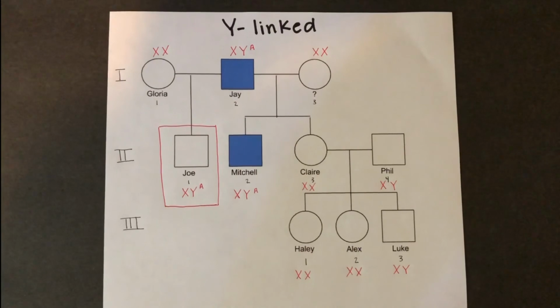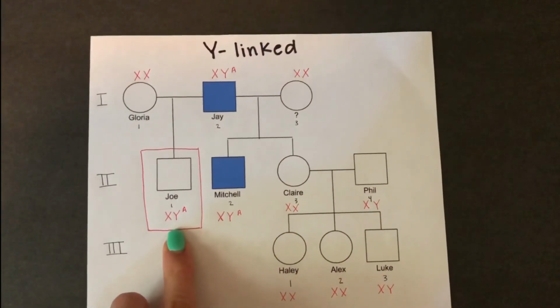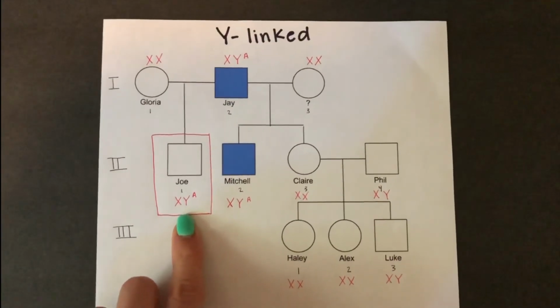Y-linked traits are not a possible mode of inheritance for this trait. As you can see, based off of Joe's genotype, he should have blue eyes. However, his phenotype tells us he has brown eyes.